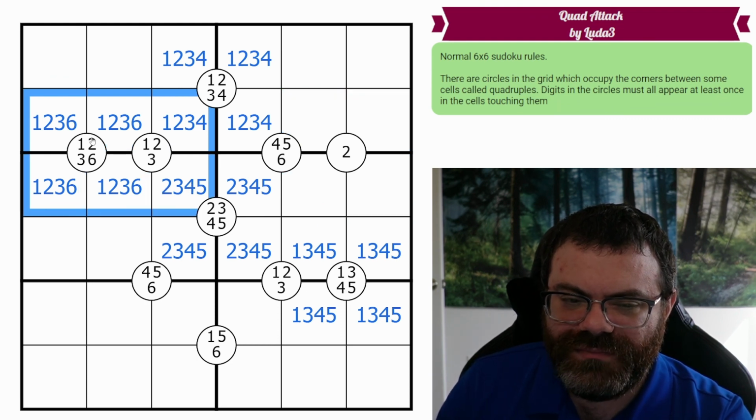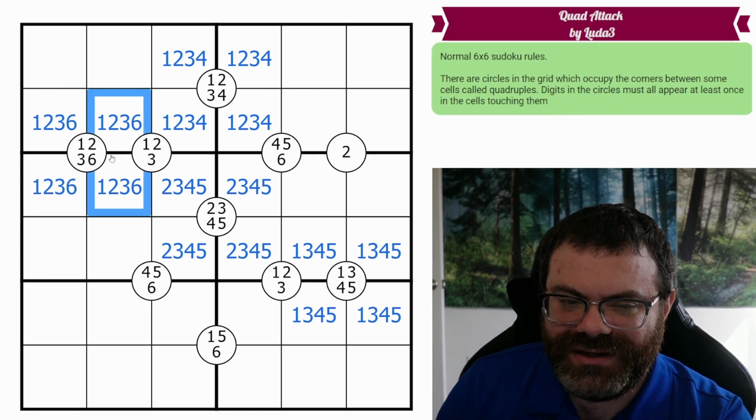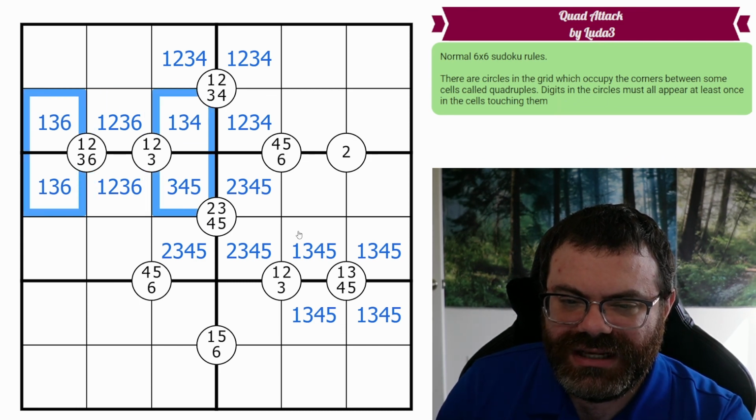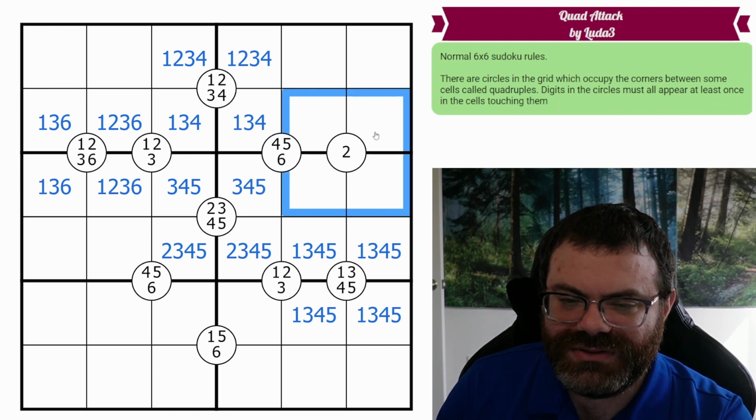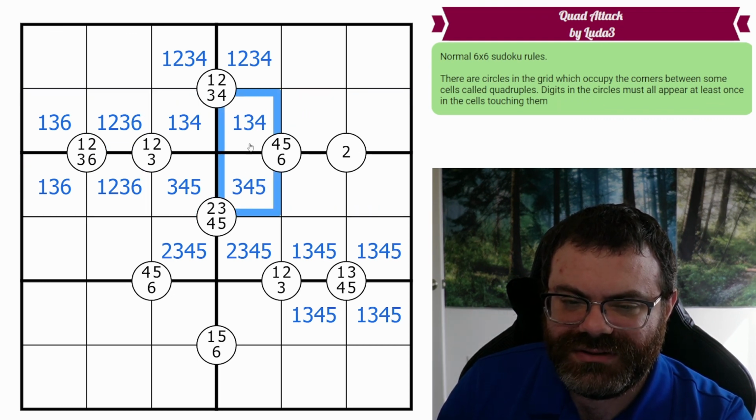And so in order for both of these quads to have a 2 in them, they have to be here, which means these aren't allowed to be 2s. It also means that these aren't allowed to be 2s because we ran out of 2s for the rows. There's a 2 here and there's a 2 in here. So these aren't 2s.